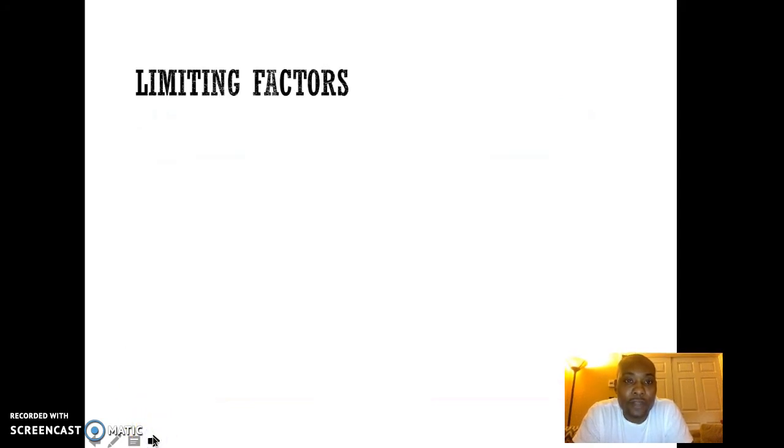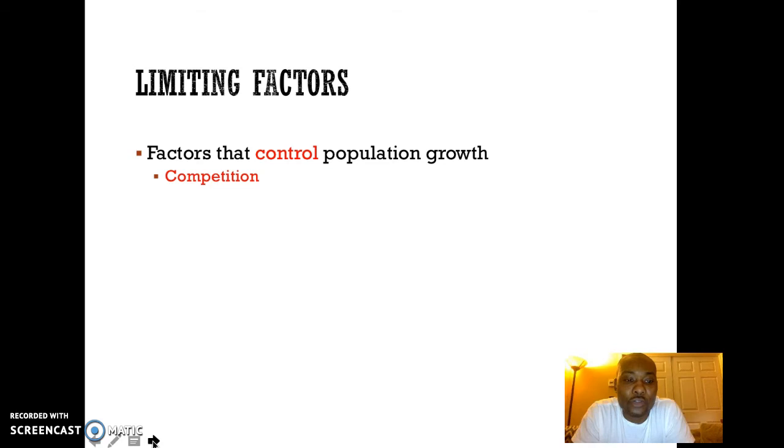Now, there are some limiting factors that are going to determine how many organisms can survive in an area, can thrive in an area. And these factors control population growth. Some of these factors include things like competition between organisms, predation, or the number of predators that are in the area. So that's going to definitely affect the number of organisms in that area.